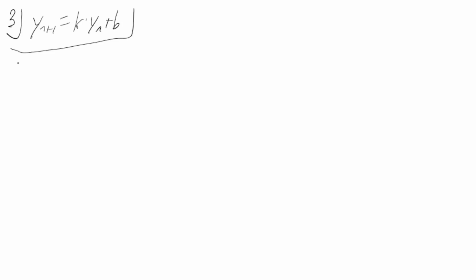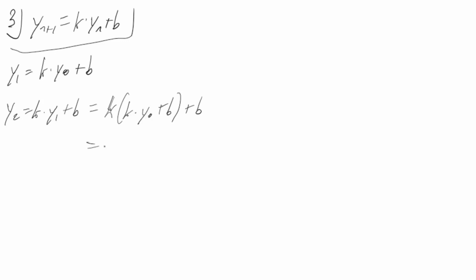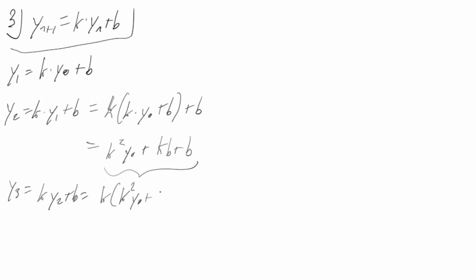So solving for the general equation is a little bit harder this time. So we have y1 is k times y naught plus b. And then when we plug this in for the equation for y2, we get 3 terms. And when we plug this in for y3, we get 4 terms. And then we start to see a pattern. I suggest maybe doing more values of n if you don't see why it should follow this pattern.